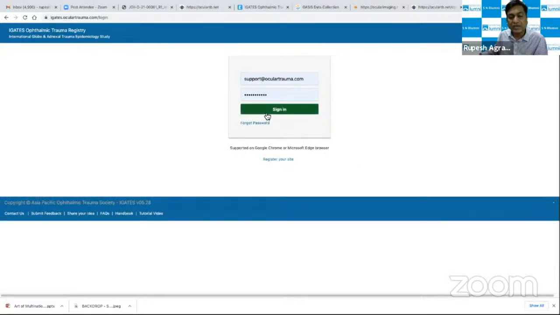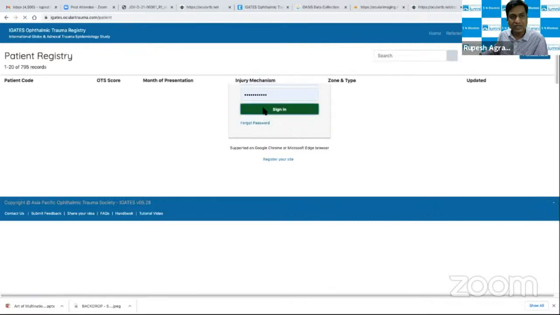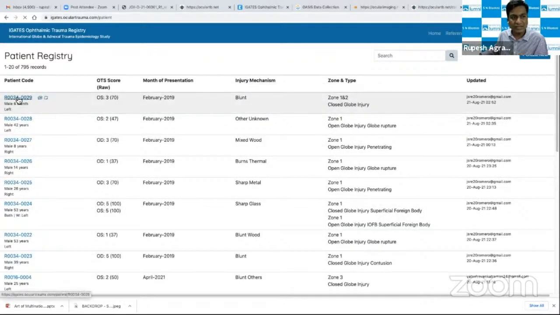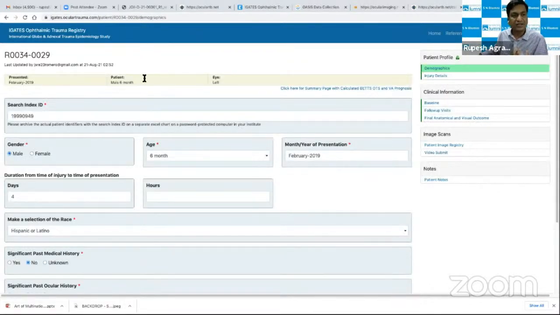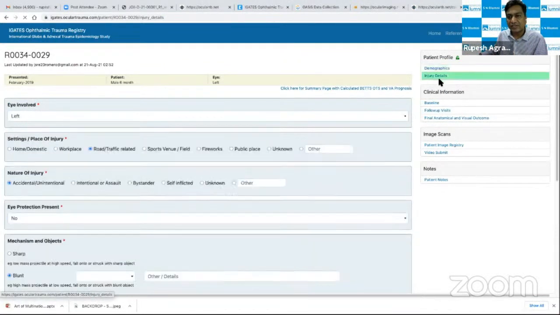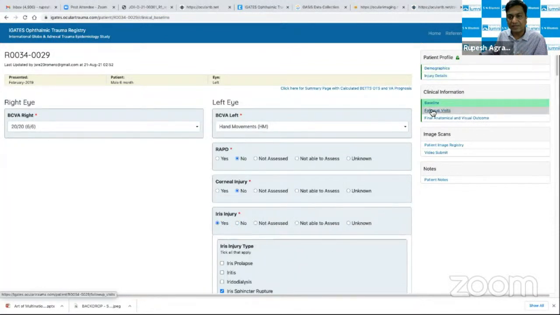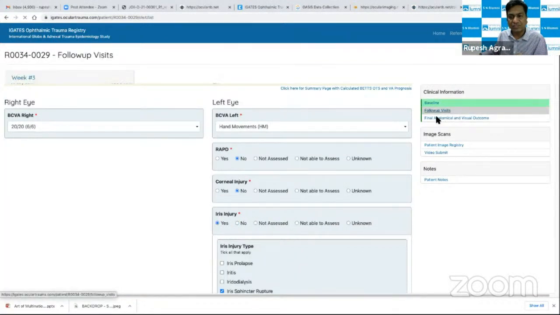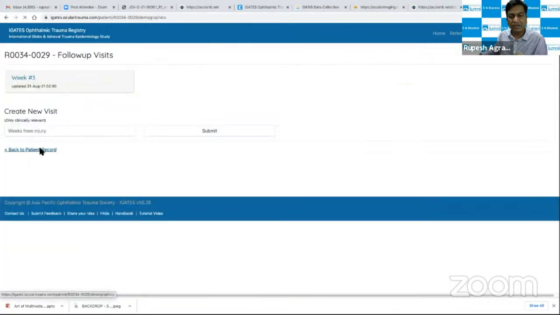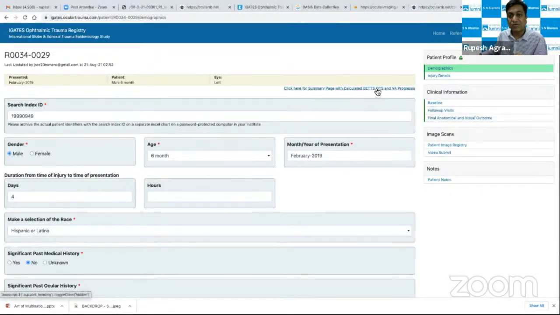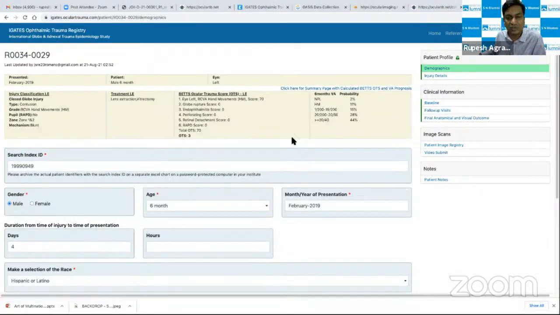Just to give you a quick idea of how it helps us in the clinic, I'm just trying to sign in, and let's see one of the patients entered from one of the centers. You can see that once the data is entered, there is a very simplistic format: a baseline, follow-up visits, and the final anatomical and visual outcome. But what you get here is the ocular trauma score live.